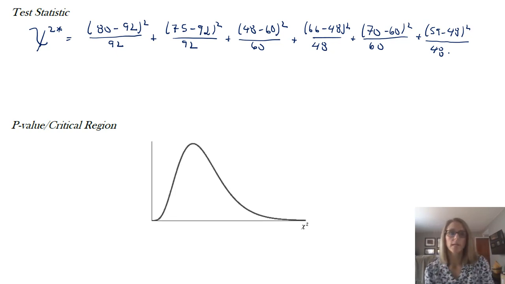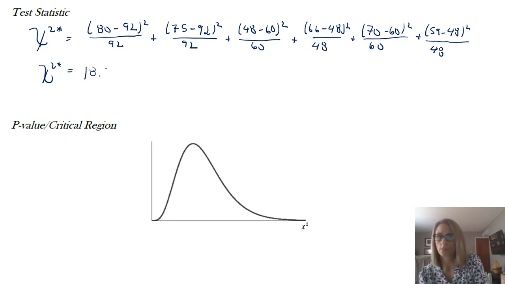Okay, and then you want to put this into your calculator, and you can put it all together, or you can put it in pieces. But due to the table, I'm going to take it to 3 decimal places, and you should get 18.777. Okay, 18.777.